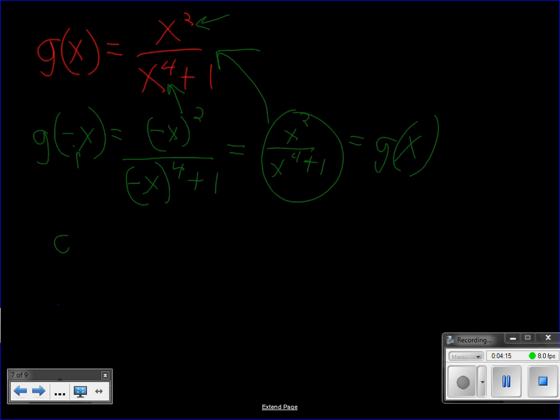So what did we just show? g of minus x for any x. I didn't just show it for a particular x. For any x, if I put in a minus x, I'm going to get the same value as if I put in a positive x. And that means this is an even function.